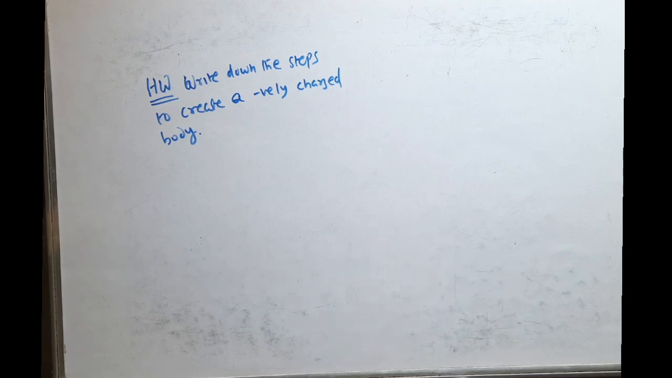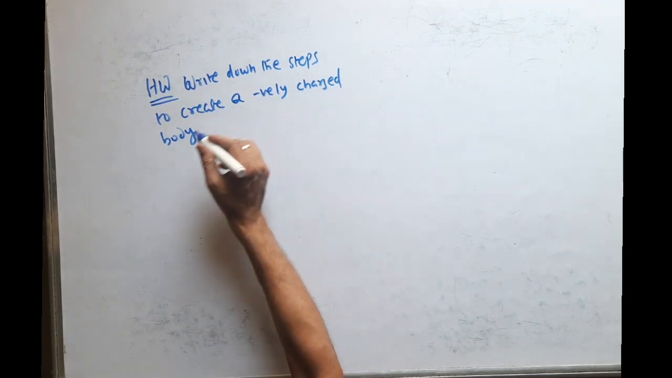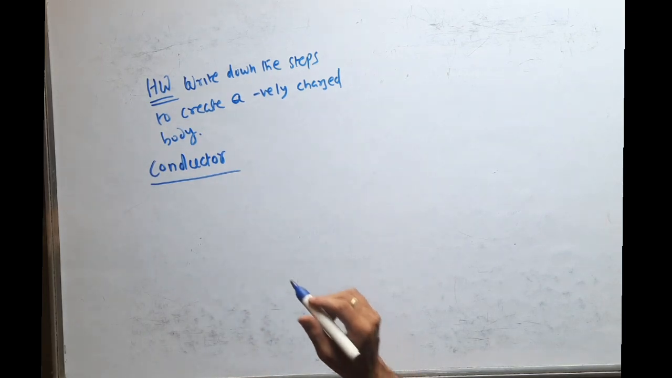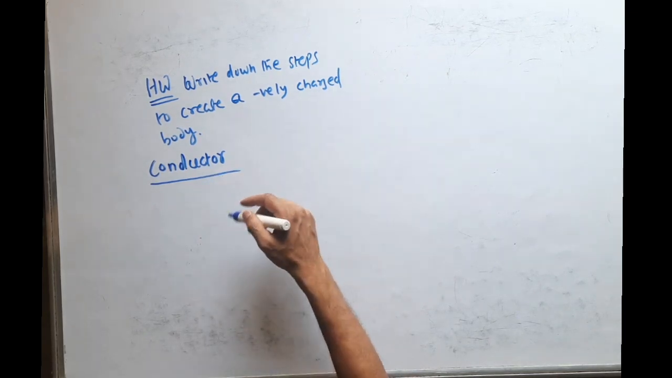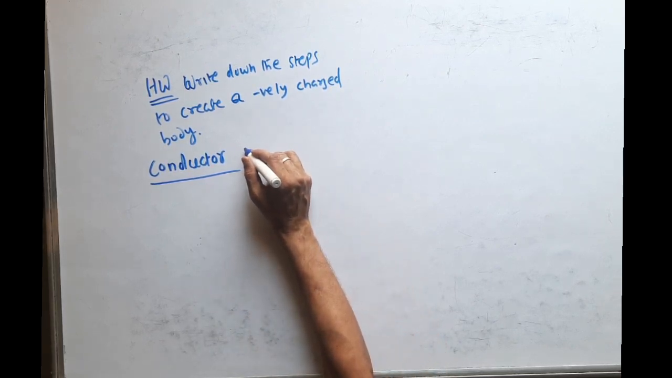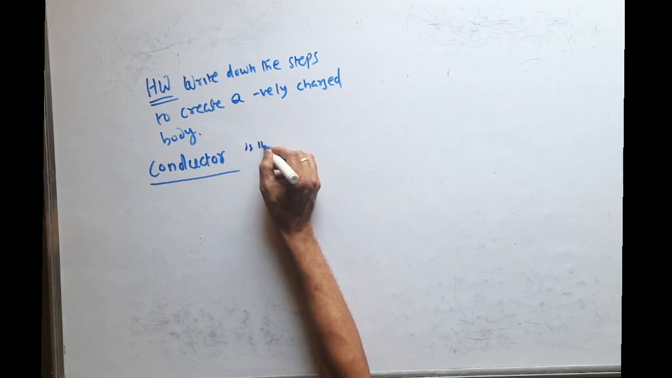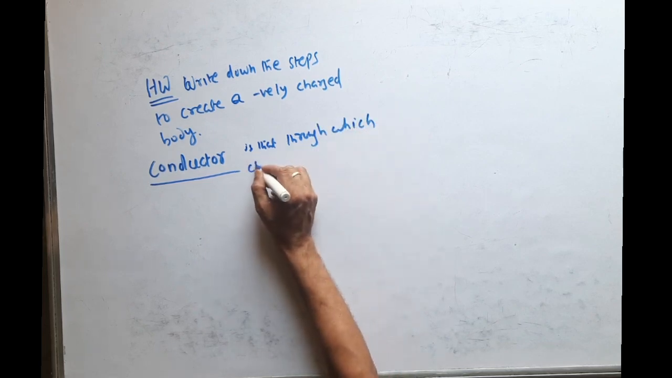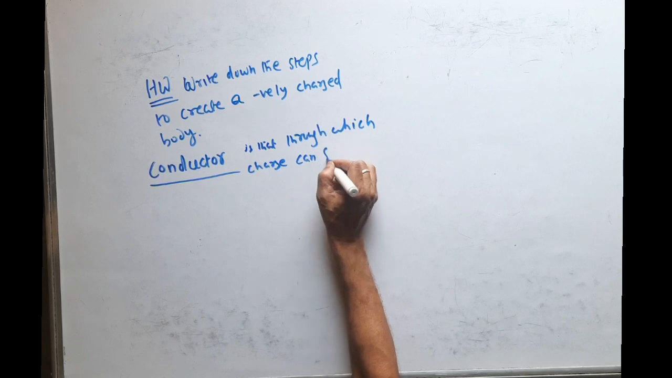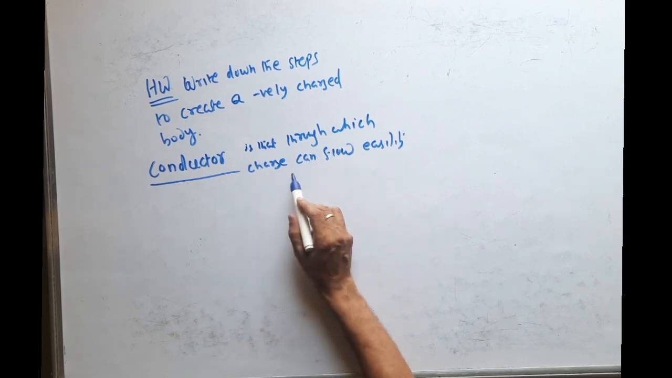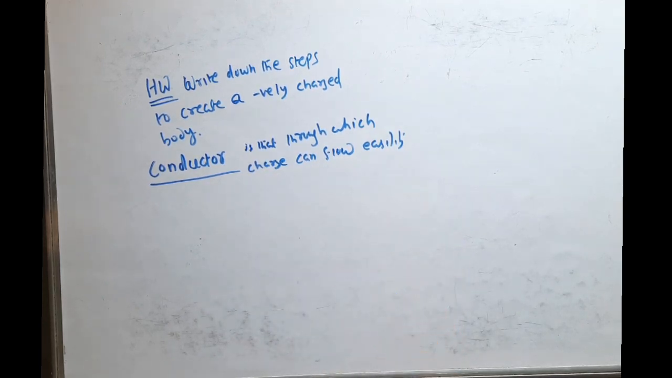So the last part is here. What are the types of material according to the charge concept? Any body can be divided into three types. One is conductor, another is insulator, the last one is semiconductor. So what is a conductor? A conductor is that through which charge can flow easily, or you can say charge current can flow easily. So that is called a conductor.